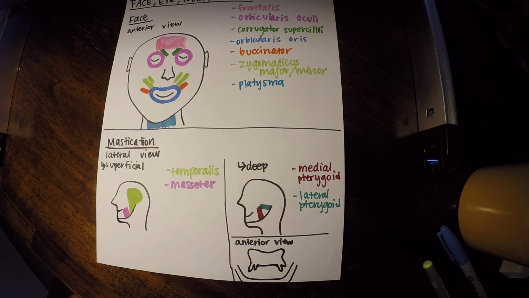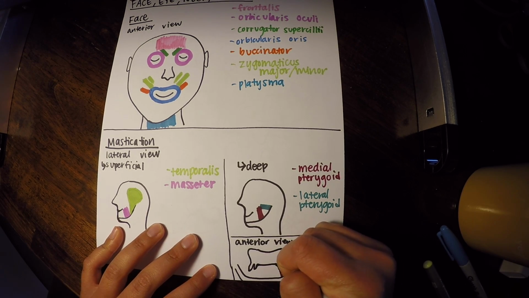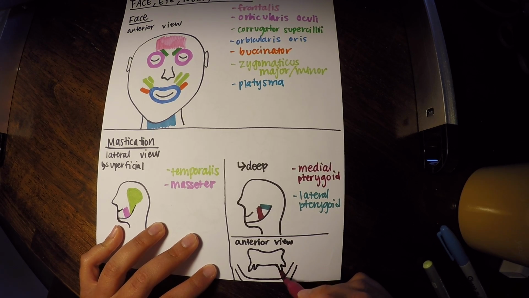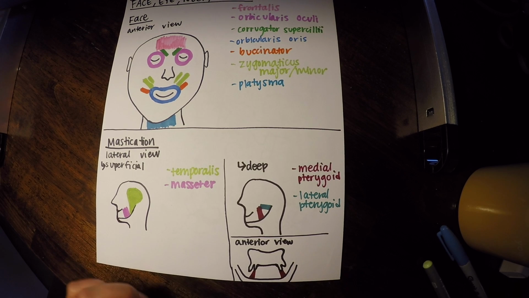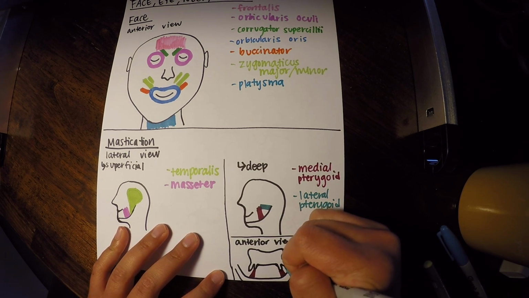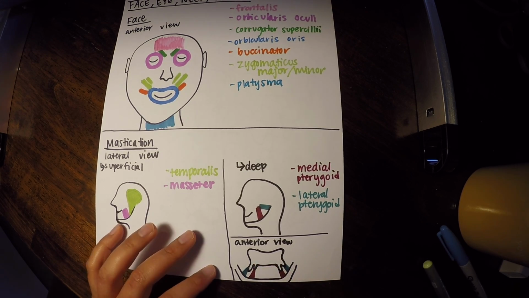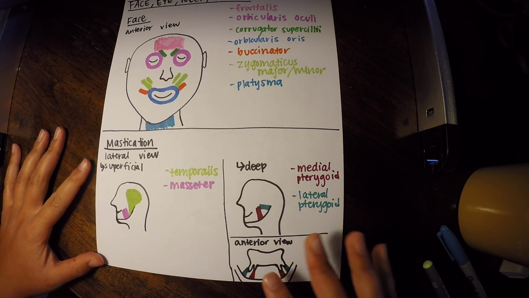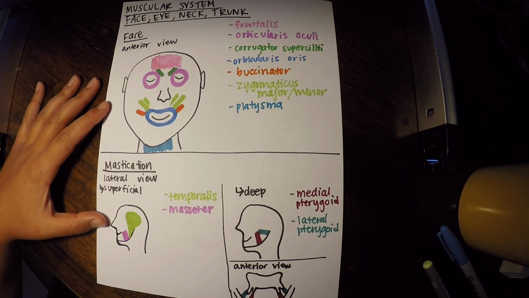And in case you just want a different view of the medial and lateral pterygoids, the medial one is of course going to be more medial when we're viewing it anteriorly. So it's going to attach from the sphenoid bone right here to the mandible on both sides. And then the lateral pterygoid, of course, is going to be more lateral, and that'll attach from this lateral aspect of the sphenoid to the mandible as well. So those are what I want you to know for the facial muscles as well as the muscles of mastication.